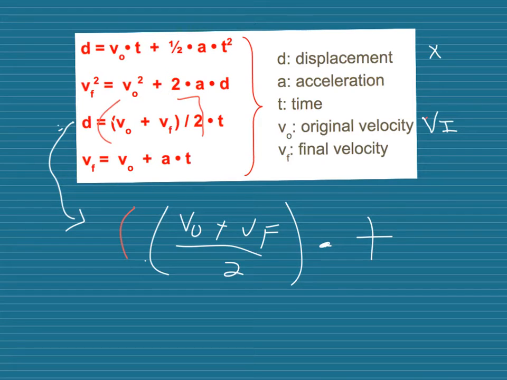Alright, so when we work these problems, we also want our displacement in meters. Our units have to match up. Displacement in meters, we want velocity in meters per second. We want acceleration in meters per second squared. We want time in seconds. So if anything's not in those units, we have to change them before we start the problem.